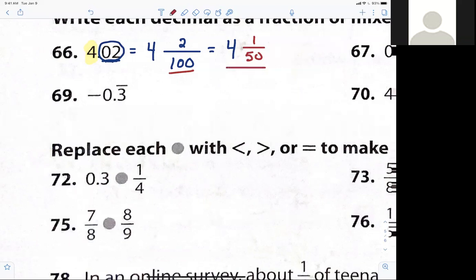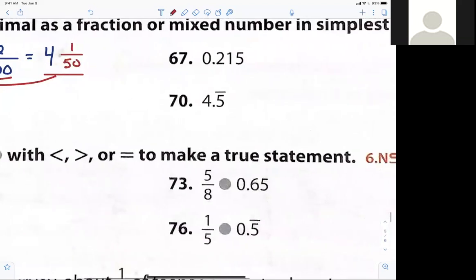All right, we're converting the 4.02 into a fraction. That's what they mean. You with me on this? All right, Sophia, you can help me with 67. What do I do? So there's natural numbers, right? So it would be 215 over 1,000. Now, here's where I'm having a little bit of trouble, right? If you're not sure why it's 215 over 1,000, you got to tell me.